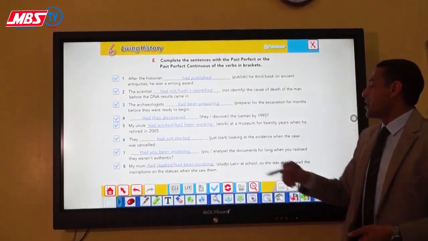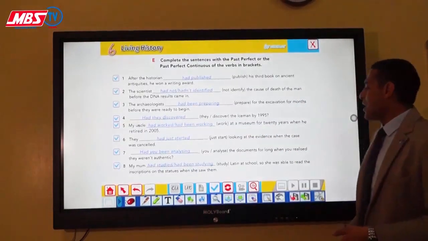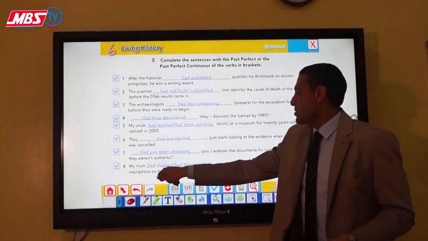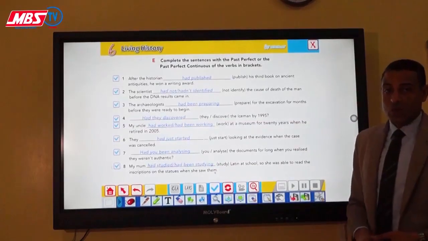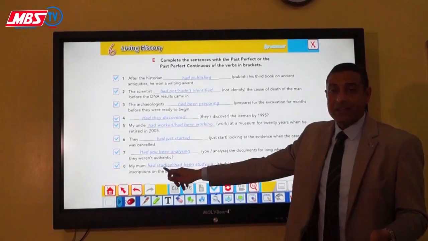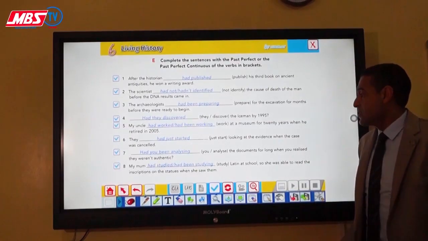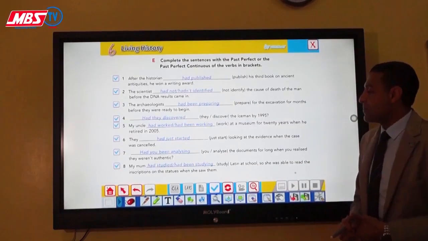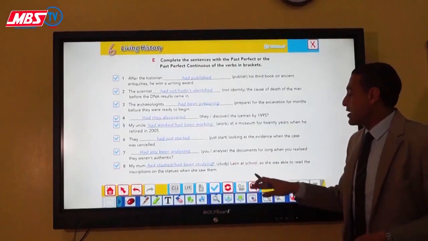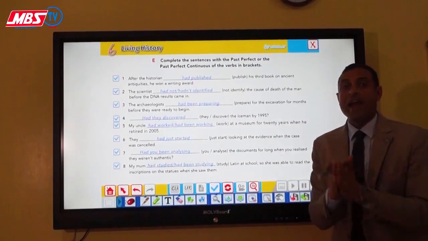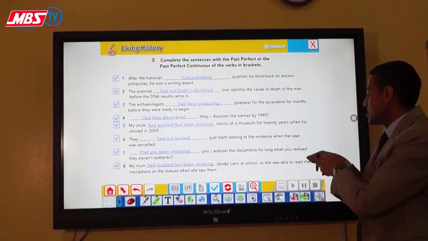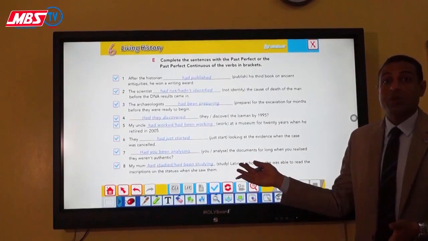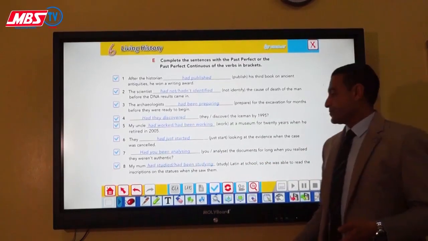My mom had studied or had been studying Latin at school. This is the same as number 5. So she was able to read the inscriptions on the statues when she saw them. Here, had studied is something that happened and finished in the past, and it was the first action before the action of reading. And had been studying means that this study really has its own effect, and now she's able to read the inscriptions on the statues, which were written in Latin.